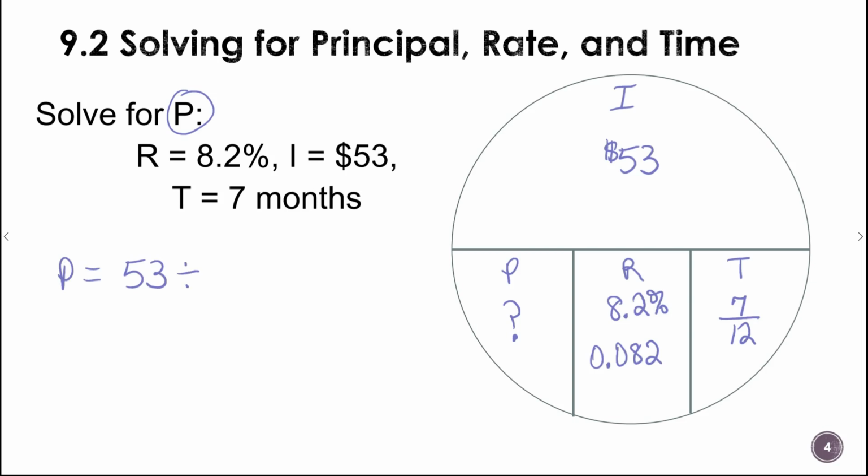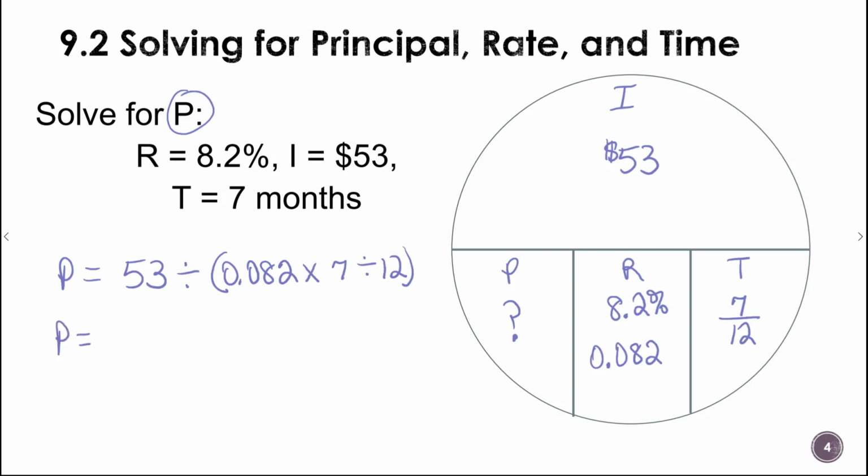53 divided by, parentheses, 0.082 times 7 divided by 12. Close the parenthesis. Make sure you use your parentheses. This doesn't work otherwise. This is dollars and cents, right? We're finding principal, which is a dollar amount.